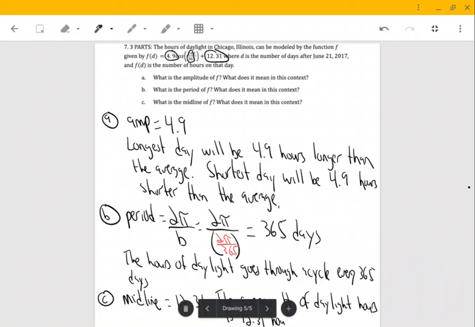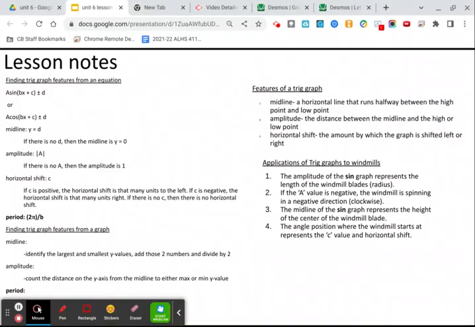Okay, so the amplitude is 4.9. That tells you that the longest day will be 4.9 hours longer than the average, and the shortest day will be 4.9 hours shorter than the average. The period we found is 365 days. That tells me that the daylight hours goes through a cycle every 365 days. And then we found that the midline is 12.31 hours. And that tells me the average number of daylight hours in a single day is 12.31 hours. And that is your answer, that is it for number 7.